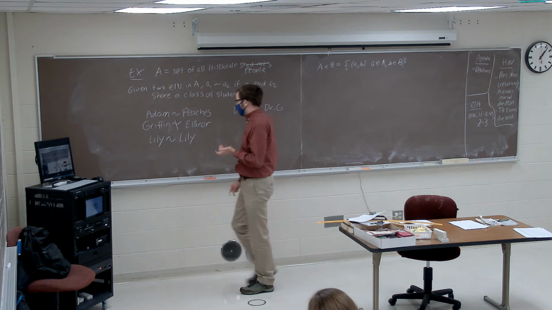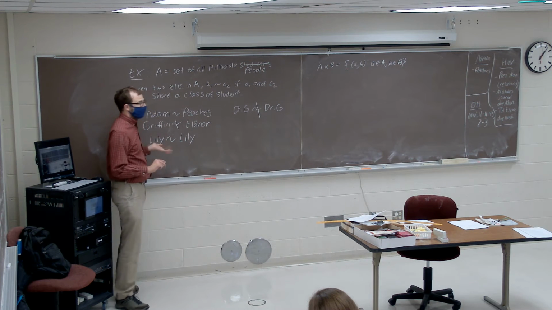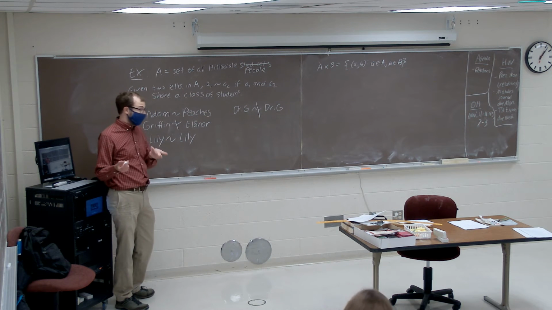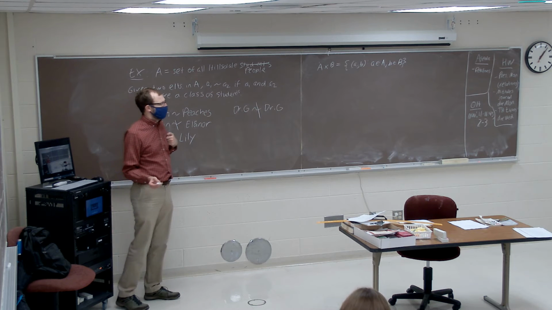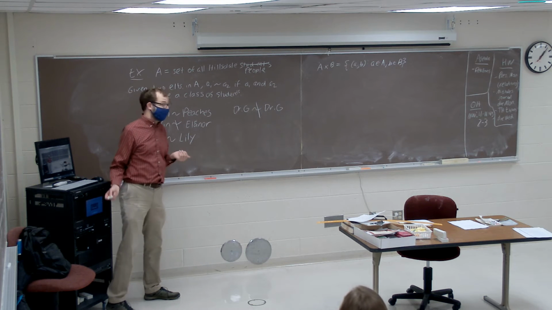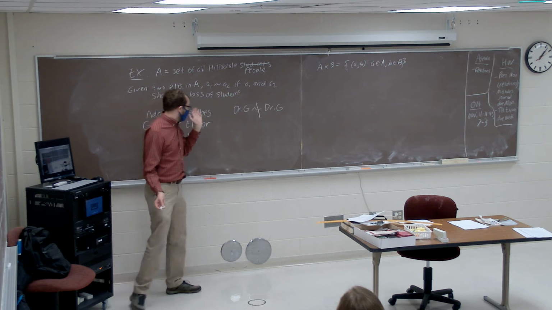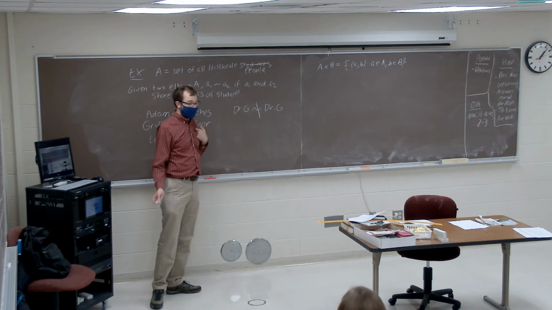So potentially, depending on how you define your relation, you could have elements be related to themselves, like with Lily, because I know she's in at least one class with herself, discrete. However, I am not a student in any classes, so I am not related to myself under this relation.